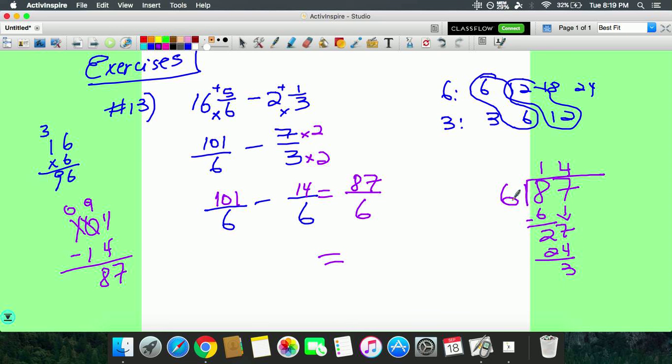So how many times can 6 go into 87? 14 times. So that's going to be our whole number. How many left over? 3. The denominator 6, which again we can simplify. 14 stays, and 3 over 6 becomes 1 over 2. Remember, we can divide this by 3 and divide this by 3. 3 divided by 3 is 1. 6 divided by 3 is 2.